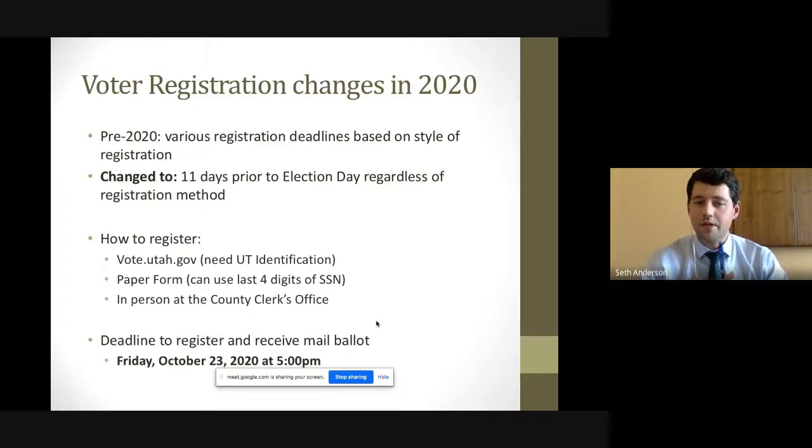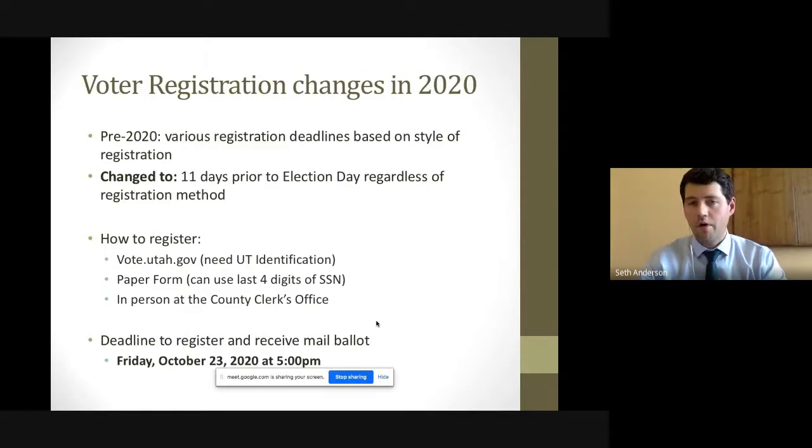The registration does need to be received by 5 p.m. So that's a little bit tricky because we think about vote by mail and we say, okay, well, we've got postmark deadlines for our ballots. The registration is a little bit more specific. It does need to be received by 5 p.m. So let's say you mailed in your registration on Wednesday, October 21st. You'd really want to make sure that it was received in the county clerk's office by that 5 p.m. deadline on Friday. So 11 days, pretty easy to remember. Different ways to register, vote.utah.gov.